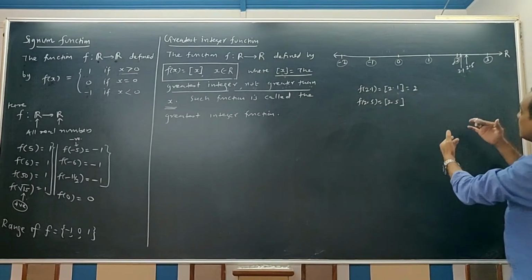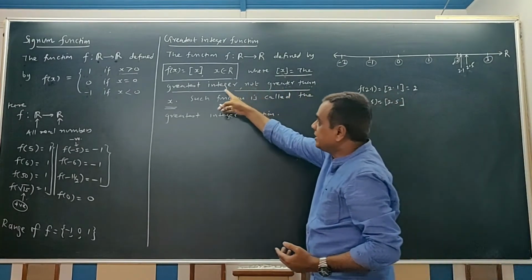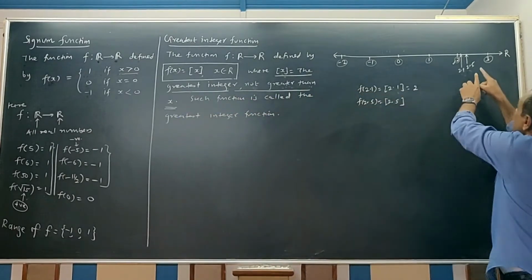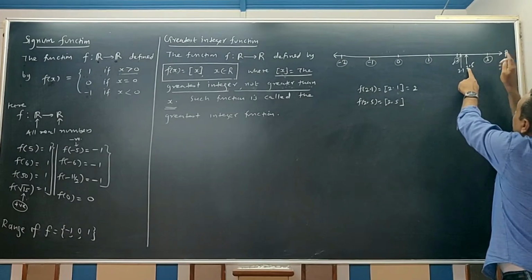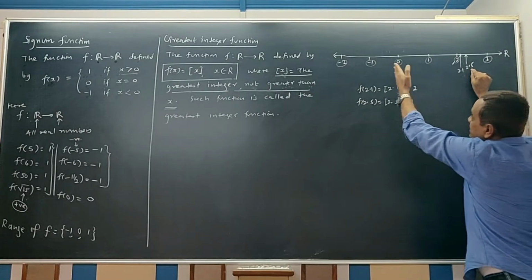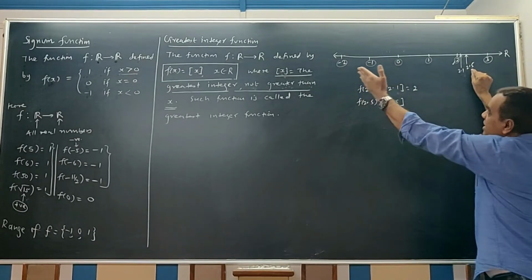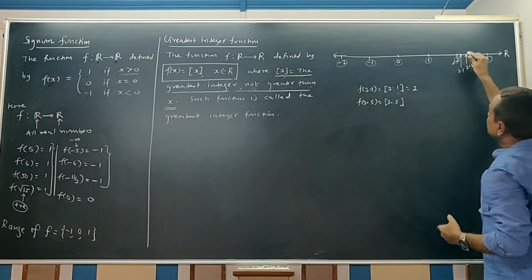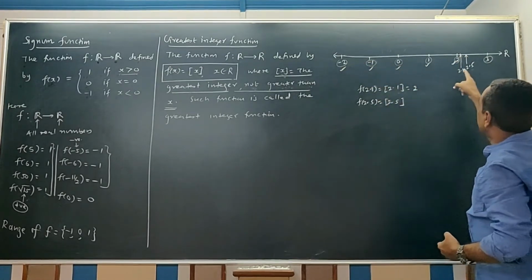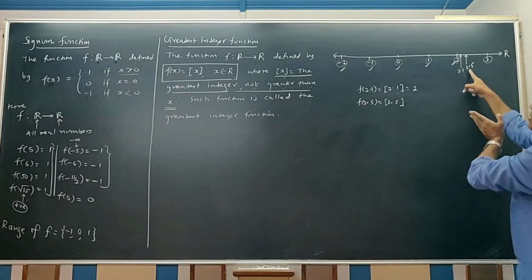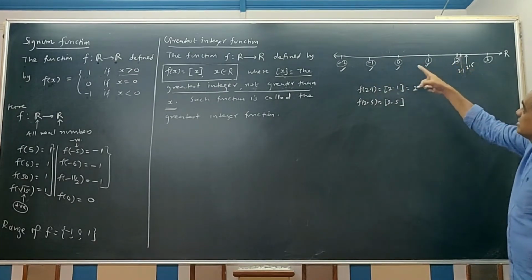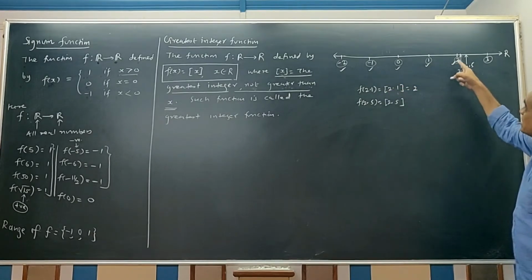So the required output is the integer not greater than 2.5. That means it will be the given number or less than that number, and these are the integers not greater than 2.5. So among these, which is greatest?